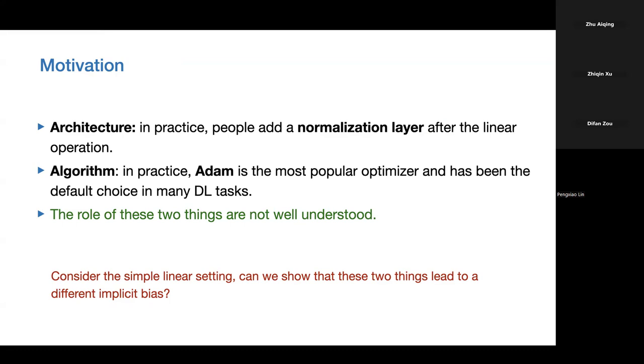And also we want to study the Adam algorithm, which is the most popular optimizer that has been the default choice in many deep learning tasks. In terms of implicit bias and other theoretical fields, these two things are not well understood. So we just want to start from the previously discussed simple linear setting. We want to add some new contents to the standard linear setting and see what happens, whether we can have a different implicit bias and whether we can have some benefit.